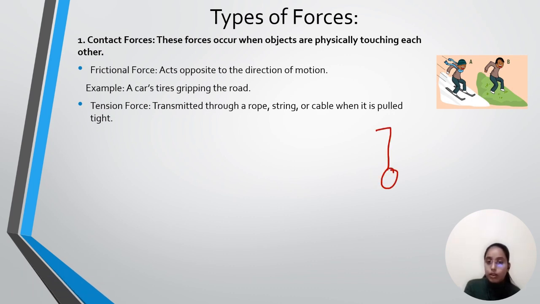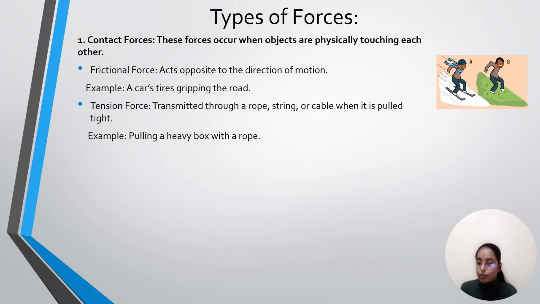Suppose that this is a place where the string is fixed, and this particular thing is pulling it tight in the upward direction. So the force here is the tension force. The force applied here is the tension force. It is transmitted through a rope, string, or cable when it is pulled tight; only then does the tension force work. The example of tension force is pulling a heavy box with a rope.